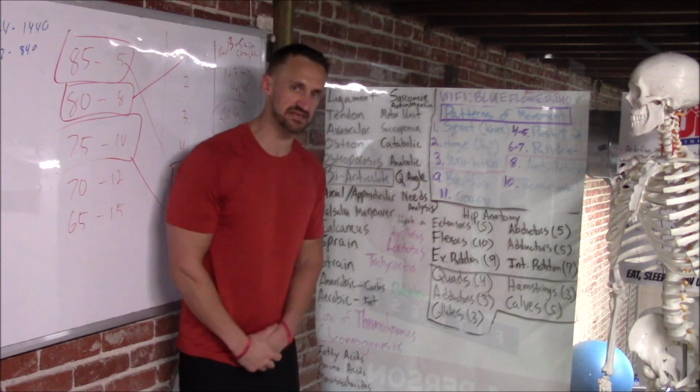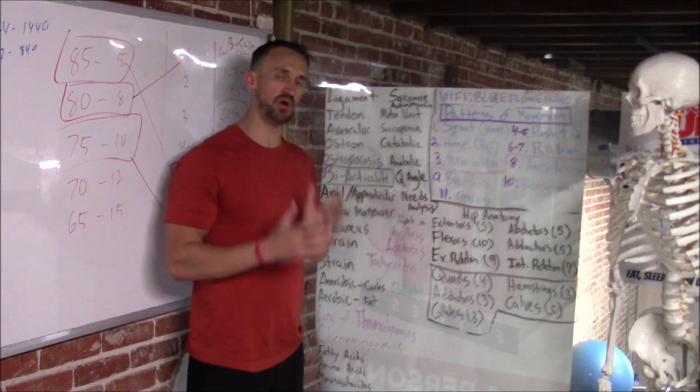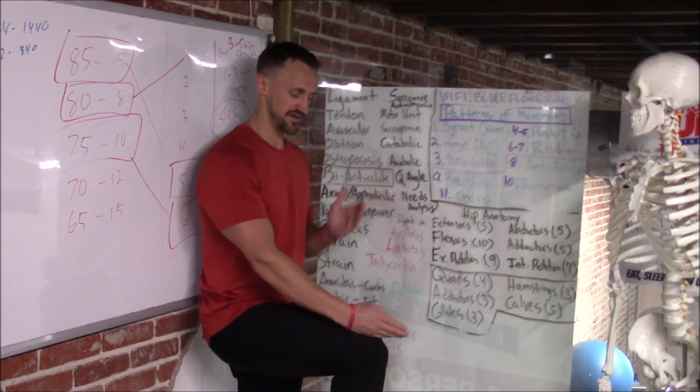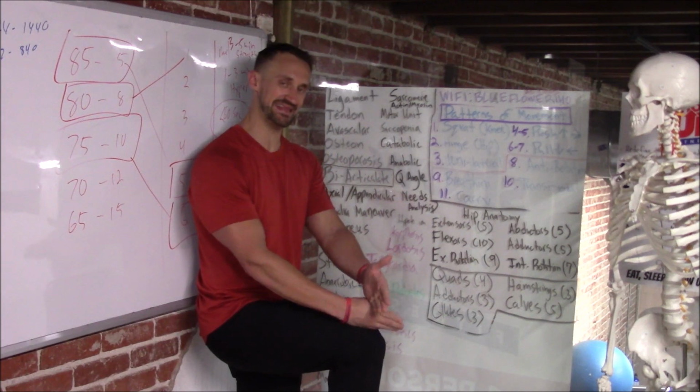The first one, a ligament. Ligament is connecting bone to bone. Think of your ACL, anterior cruciate ligament. You have your PCL, posterior cruciate ligament, bone to bone.